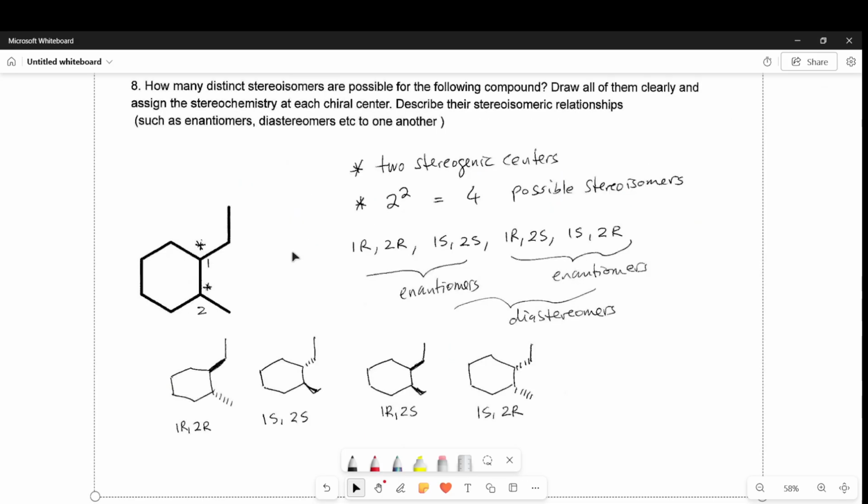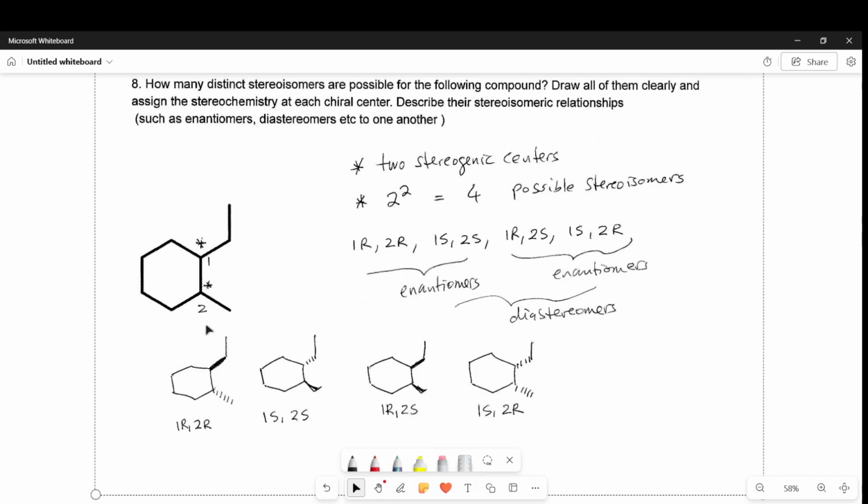Okay, question number 8. It's showing this compound right here. This is a 1-ethyl 2-methyl cyclohexane compound.